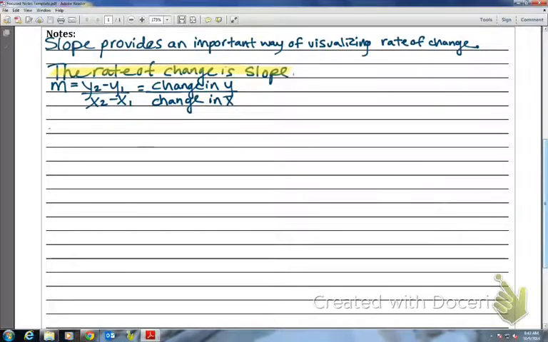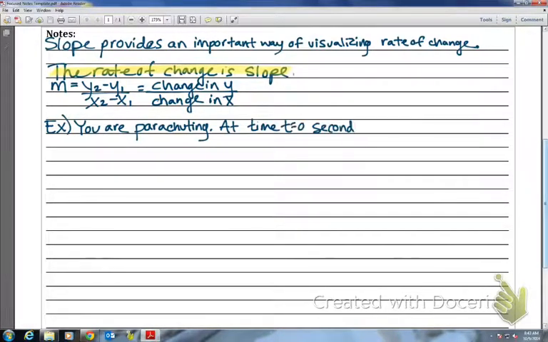Alright, so the rate of change is slope. M equals y2 minus y1 over x2 minus x1, which is the change in y over the change in x. And I want you guys to highlight that. The rate of change is slope because it's important to know that. So here we have an example. So go ahead and write this example down.